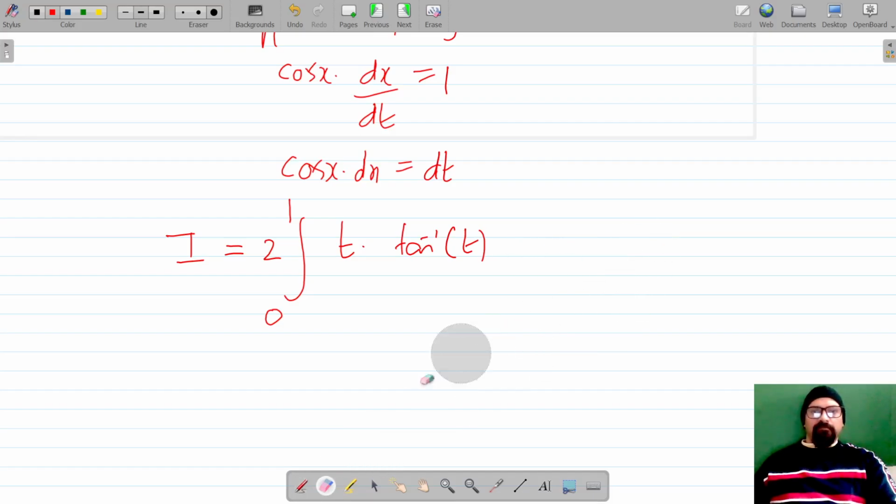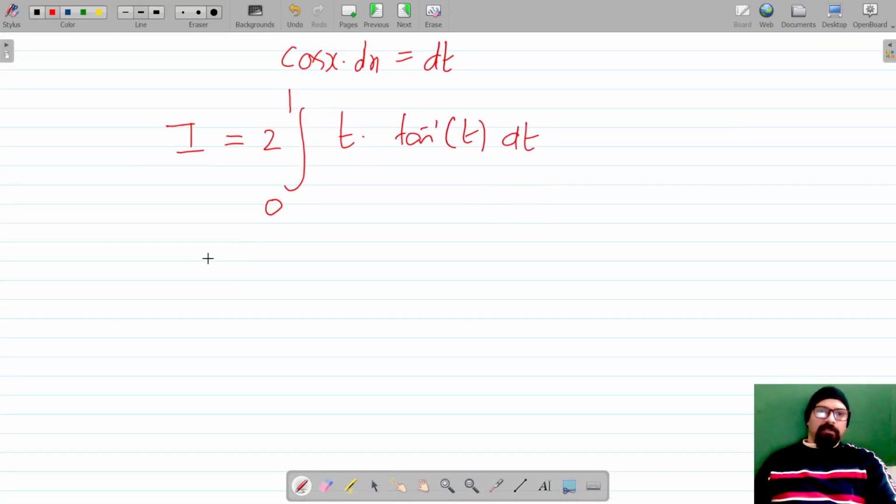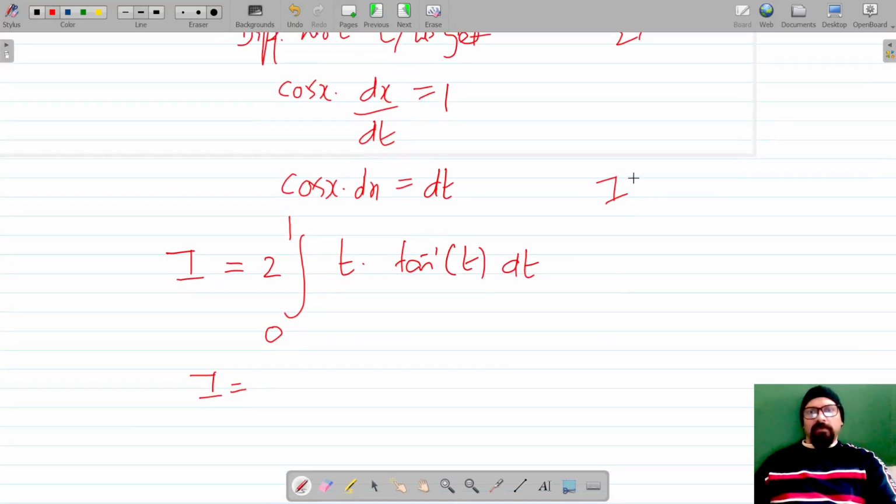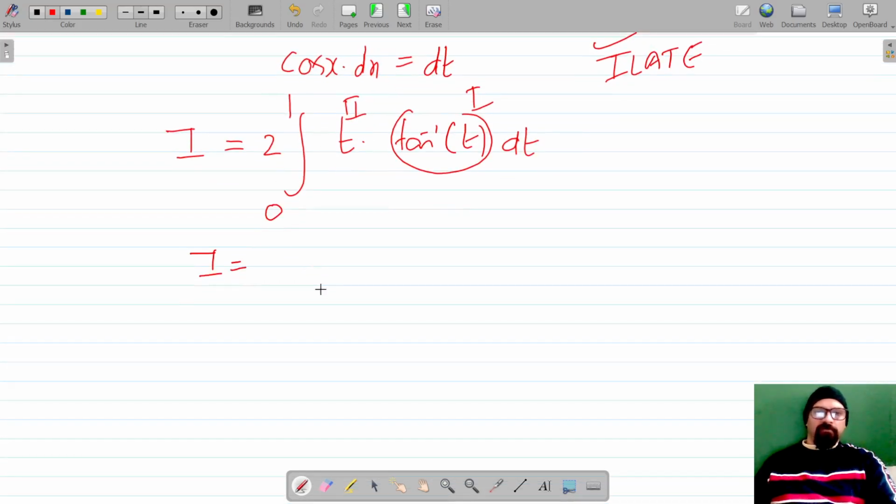Okay, so this is our function now, and I'm going to use integration by parts here. If I use the acronym ILATE, I will have to treat this tan inverse t as the first function and t as the second function. So I'm going to write that in order: 0 to 1, 2, tan inverse t into dt.